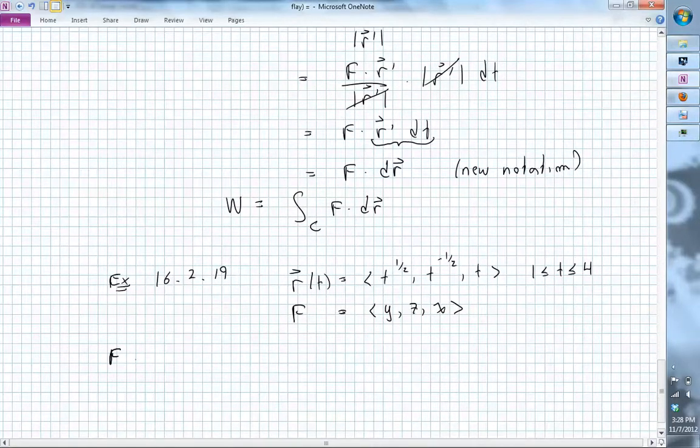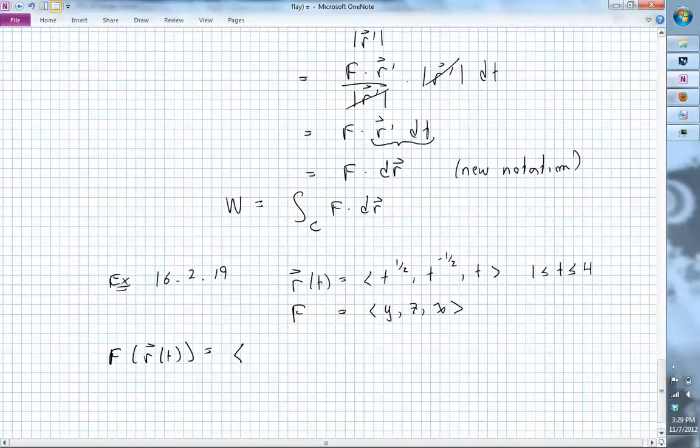Okay, let's look at f. That's f of r of t. So here's r of t playing the role of x, y, and z. Everywhere I see an x, I use this. Everywhere I see a y, this. Everywhere a z, this. You can really get lost in these things. You have to stay organized.